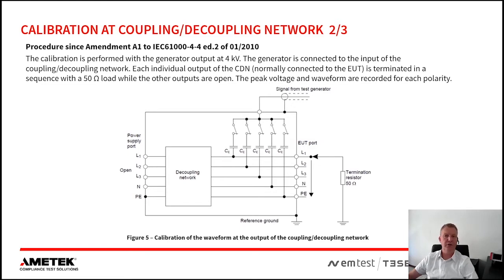This new version showed a picture with the coupled network, and all the coupled passes are switched on. Here you see the switches are closed. Each individual output then has to be measured with a 50 ohm coaxial load in a sequence. For each output, we have to measure the peak voltage and the waveform. These are recorded for each polarity.